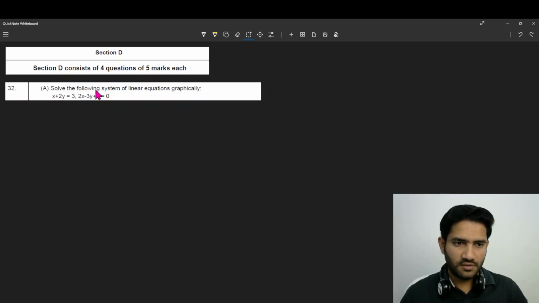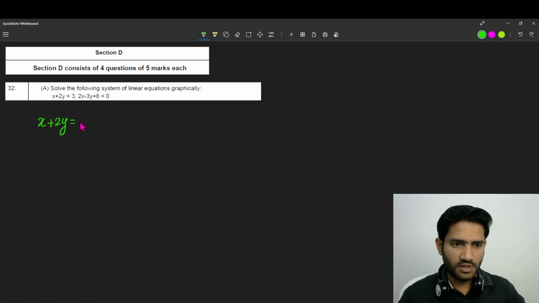solve the following system of linear equations graphically. Graphically we want to solve the system of linear equations. The first equation is x plus 2y equal to 3. Corresponding to this equation we can find a straight line.